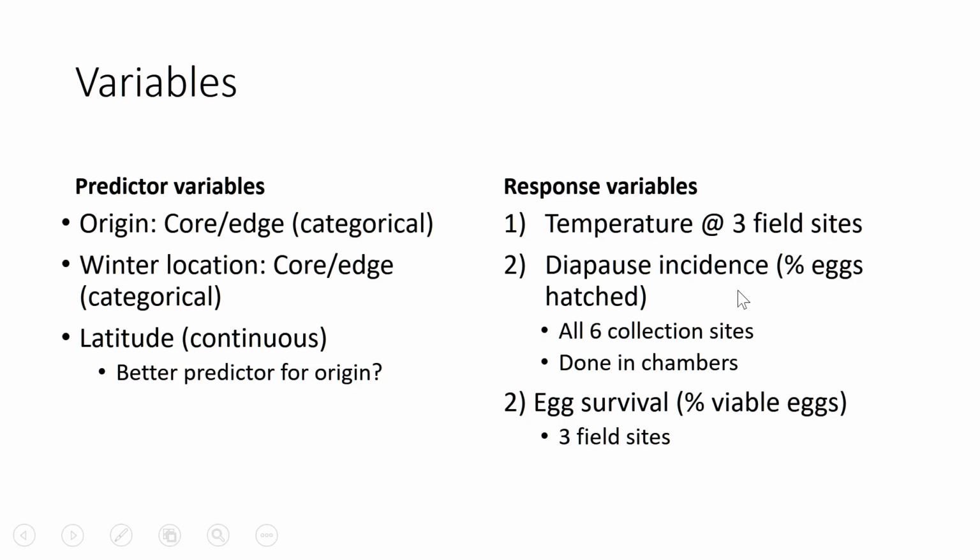But the 2 that are more relevant to local adaptation are the diapause incidence and egg survival responses. Diapause incidence, this is the number of eggs that have hatched, the number of viable eggs that have hatched. They collect this information across all 6 of their collection sites, and as you'll see in a little bit, they did all of this testing in environmental chambers. And then another response variable that they look at is the percentage of viable eggs that survive a winter. And they assess this at 3 of their different field sites.